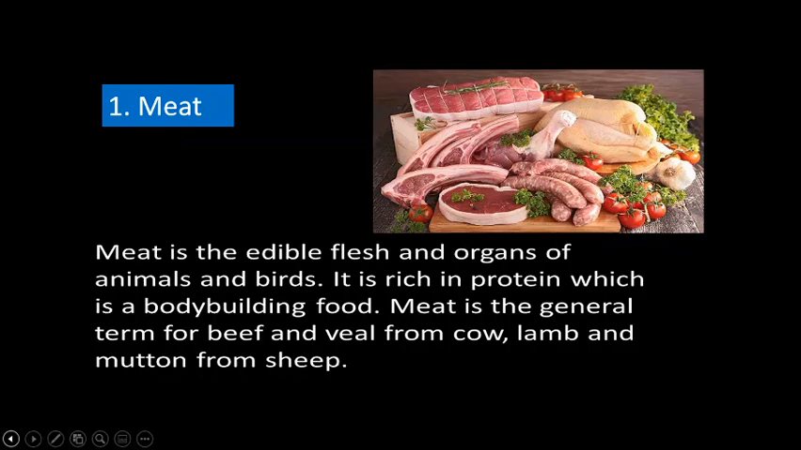Starting with meat. Meat, as you all know, we all have one or the other type of meat. The different types of meats available here in Maldives: we get beef, we get mutton, we get chicken, right? We have all these varieties of meat available here in Maldives. Meat is the edible flesh and organs of animals and birds. It is rich in protein. Protein, as you all know, is a bodybuilding food, right?